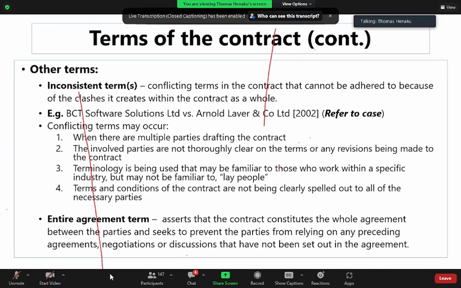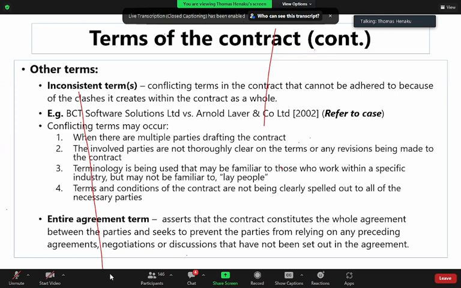So eventually, at what point did we actually agree on this aspect of the contract? Another situation is where terminologies are being used that may be familiar to those who work within a specific industry, but may not be familiar to, let's say, other people or lay people. And so, for example, it happens a lot between IT or technologically inclined persons drafting IT contracts with lay people.